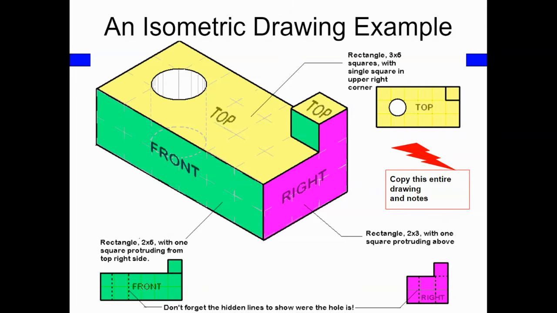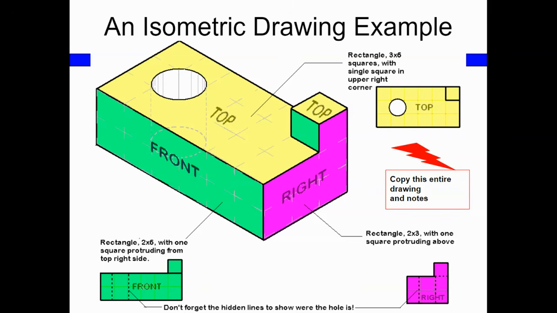Okay, I'm back. So here's an isometric drawing example. What you're going to see when you look at this is a top view. It shows that hole in the center, and it shows that square where the top extends out. You have the front view where you can see that it has that hidden line, right? Don't forget the hidden lines to show where the hole is. And it also shows, again, that little top projection.